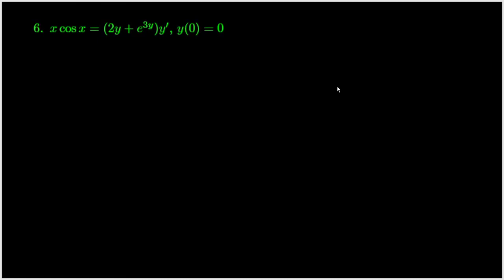Whenever you see the prime notation, in order to separate y and x, write the y prime notation in terms of dy over dx, treating dy over dx as a quotient. Okay. Now the solution to question number 6. The first thing you do is x times cos of x equals 2y plus e to the power of 3y.